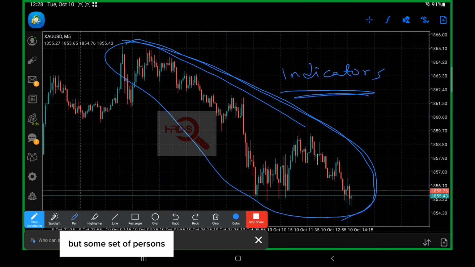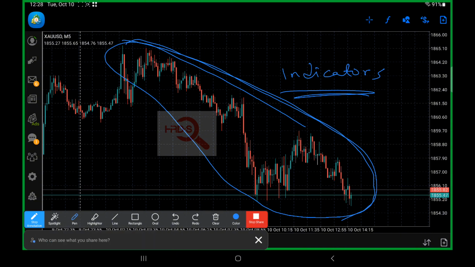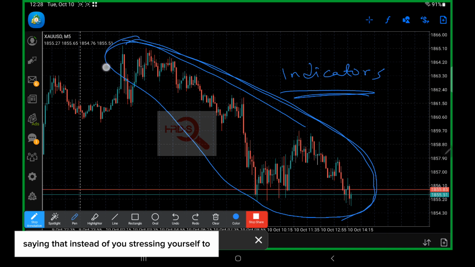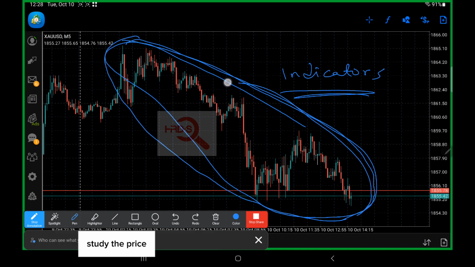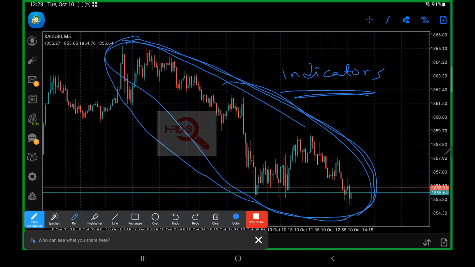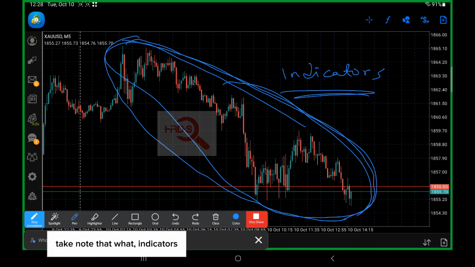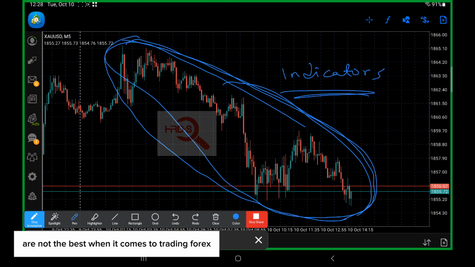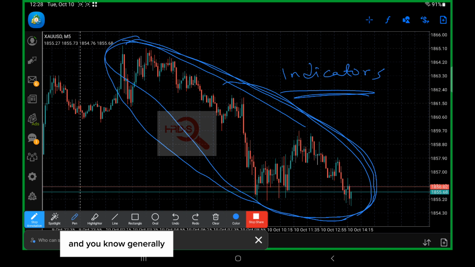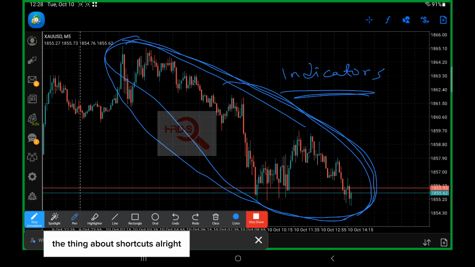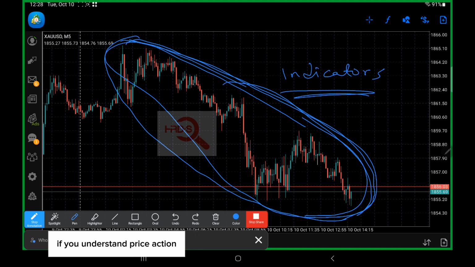But some set of persons have come up with several indicators in the financial markets, saying that instead of you stressing yourself to study the price, just watch the indicators and then you'll be able to know what the market is doing. Take note that indicators are not the best when it comes to trading forex. They are shortcuts, and you know generally anything about shortcuts. All right, you need to understand price action. If you understand price action, you will need little or no indicators.